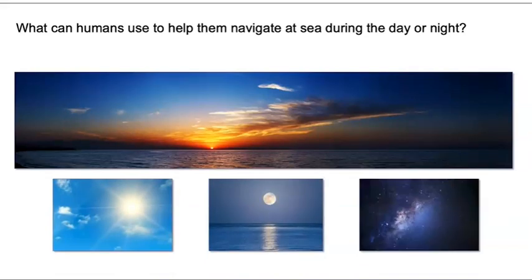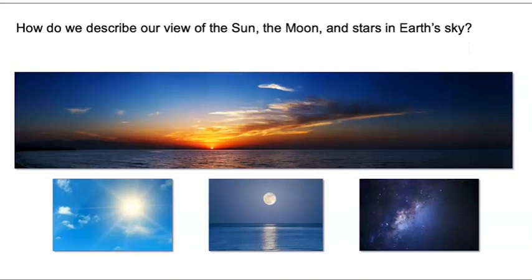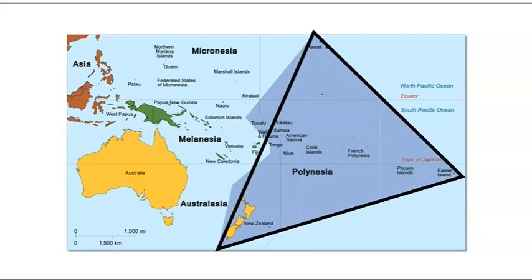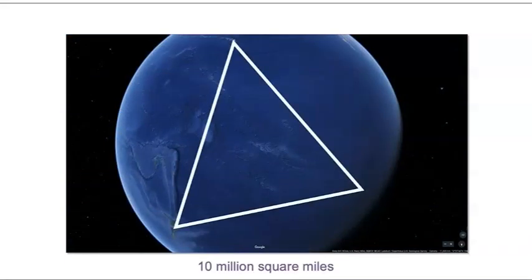If we look more closely at the sky to identify patterns, that might help us answer the question, how do we describe our view of the sun, the moon, and stars in Earth's sky? Let's see whether we can use these strategies to find our way around Polynesia. Look at this map. This shaded part of the Pacific Ocean is called the Polynesian Triangle. This area measures more than 10 million square miles. That's 3 times larger than the continental United States. Wow! What would it be like to navigate in this vast ocean?